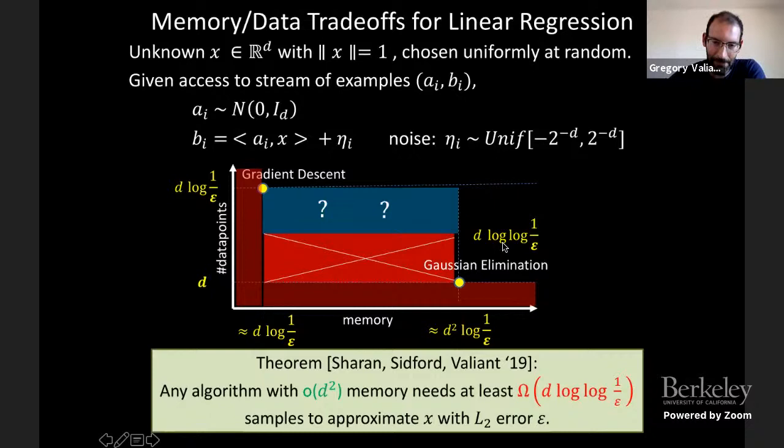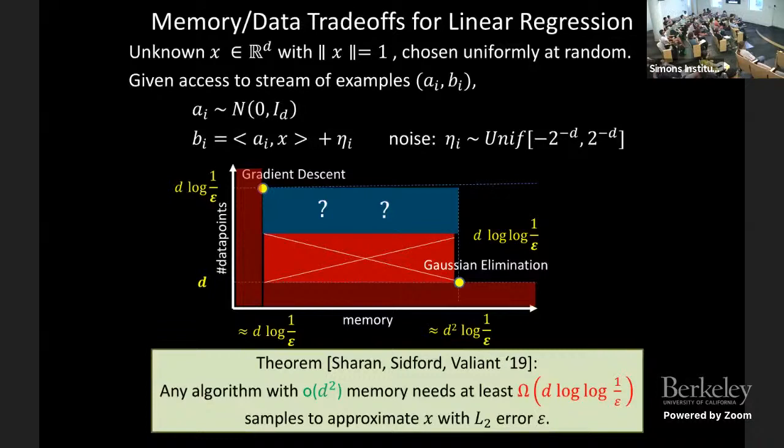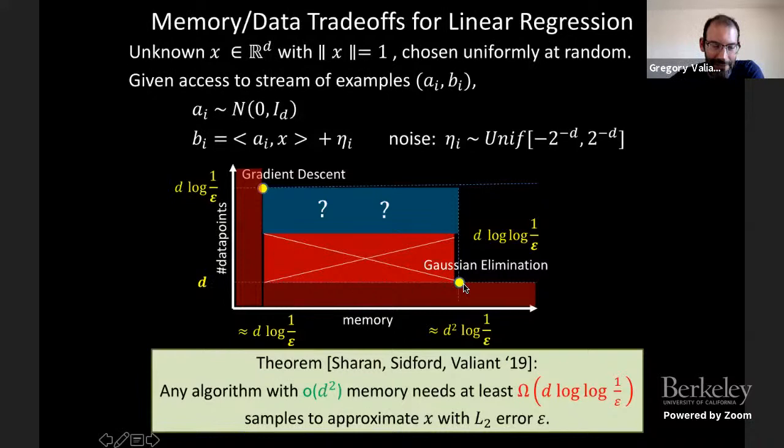Greg, does Gaussian elimination, D squared log 1/ε, and D log 1/ε make gradient descent look strictly better? Is the log 1/ε somewhere that it shouldn't be, or am I super confused? Sorry. No. The number of data points for Gaussian elimination is only D. But you need memory D squared. Okay. Sorry. Thank you. Right. So memory D squared, D data.